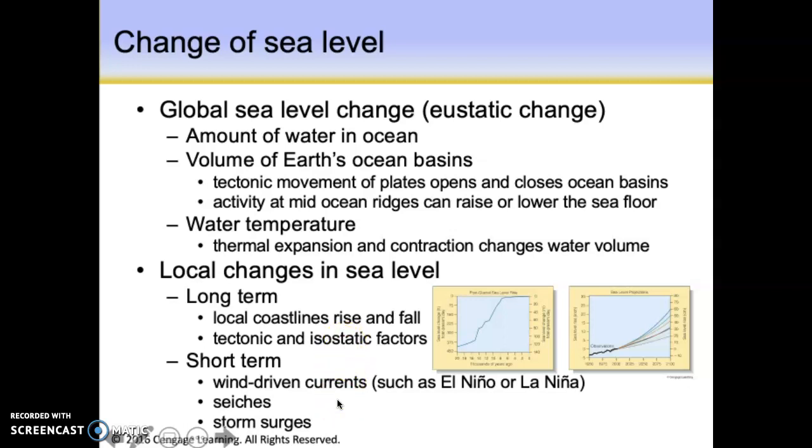Also, it should be mentioned that in the short term, sea level can change due to things like storm surge, tsunamis, and the tides. Those short-term changes are usually over the course of a few hours or days. And in some cases, like the wind-driven currents El Nino and La Nina, that could be over the course of several months. But that's what short term is. It's not permanent. The long-term changes are permanent trends and permanent changes.